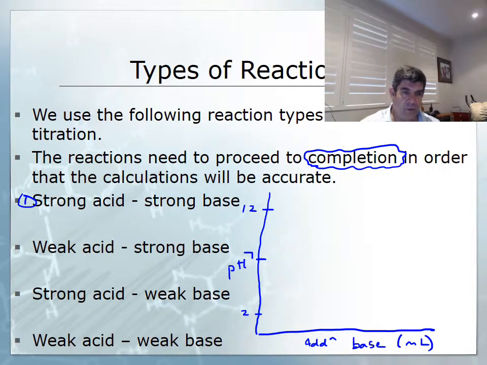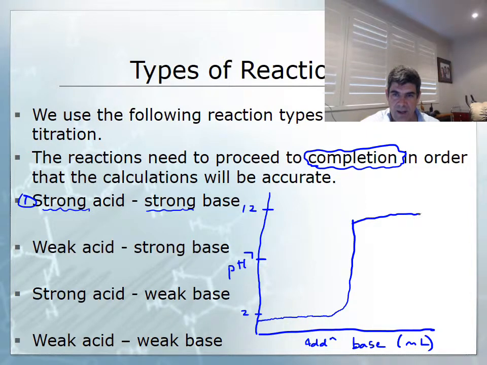So the first one we're looking at is a strong acid and a strong base. The strong acid is going to start down here in this range. The graph is basically going to wander up a little bit, reasonably straight, and then it's going to reach a point where it goes straight up. It's probably going to come out around about 10, a pH of around about 10, and it's going to pass right through this point at 7.